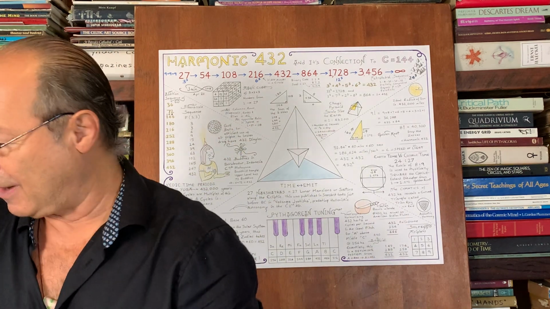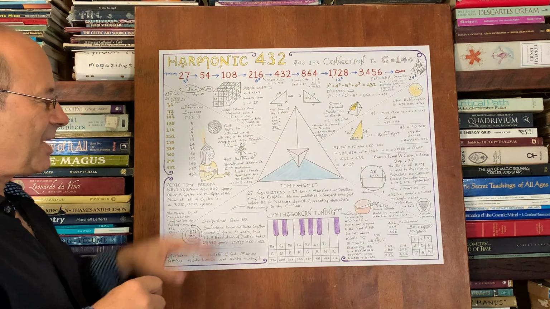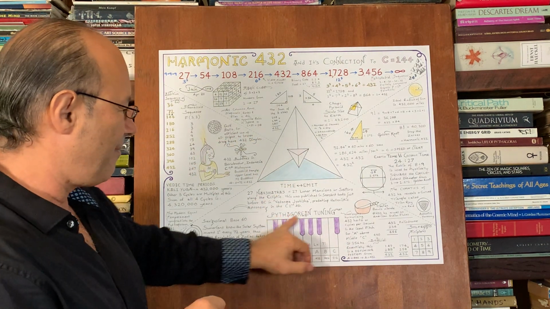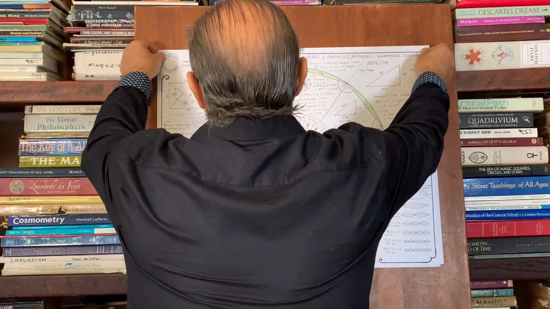So I've got another chart here. I did this chart a couple of weeks ago, but there's more information on why we're starting at 256 here. So I'll just put this up just for a few minutes.